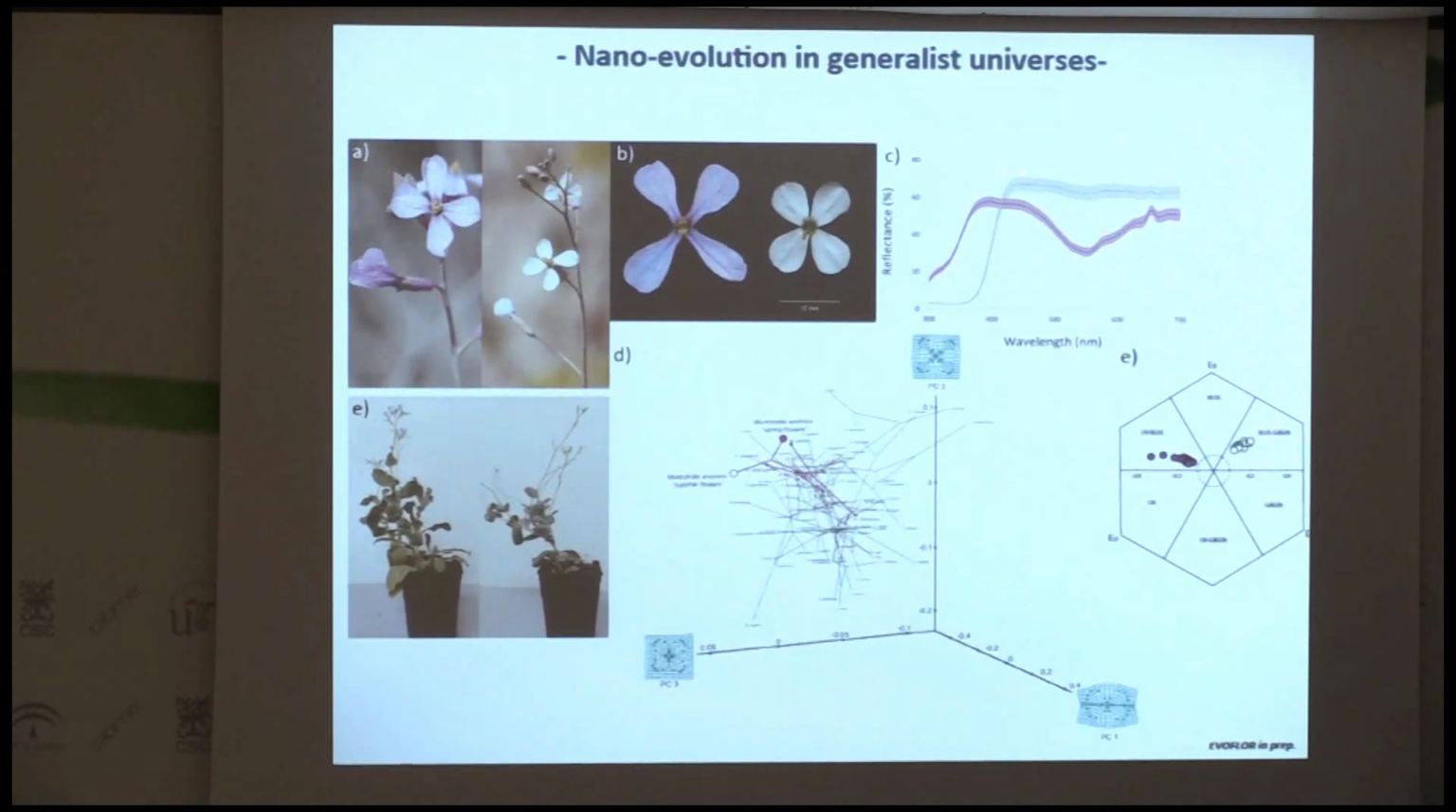The color is like this. This is reflectance. This is the purple color of this, and this is the white color of this. What is most important is that it's not only white, it's absorbing UV. That means that, for example, for a bee, the white flower is like a dark flower. Bees can see those flowers during summer.